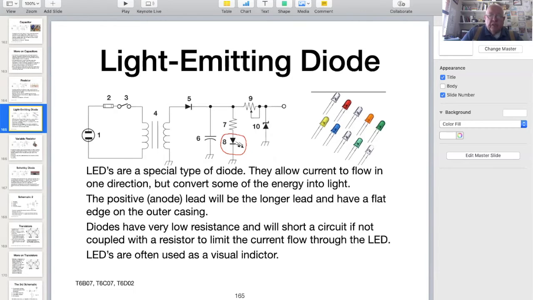Once the threshold is reached, usually about 0.3 volts, the LED will pass as much current as it gets as quickly as possible. So, any LED is always coupled together with a current limiting resistor. In this diagram, the current limiting resistor is component number 7. If that resistor isn't present, the LED will very quickly burn up and become a short circuit, once again letting out the magic smoke. Since LEDs emit light, they are mostly used as some kind of visual indicator, such as indicating that the device is turned on.